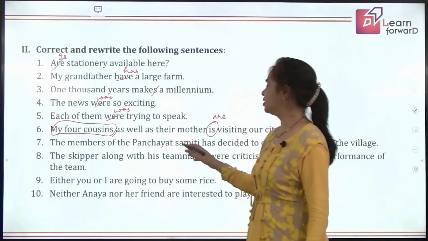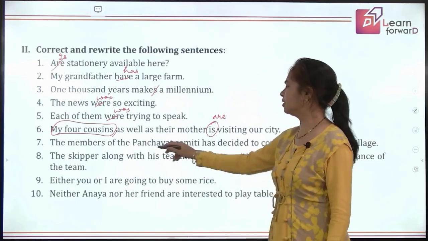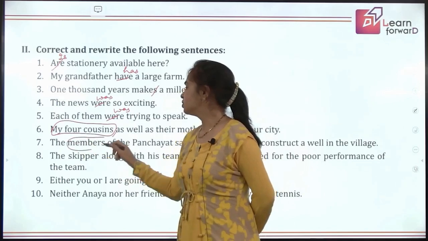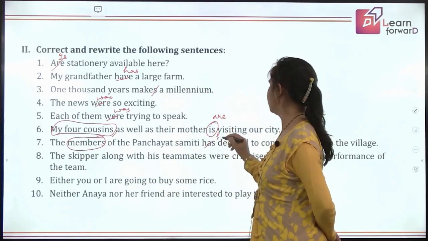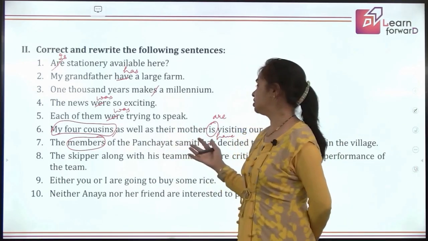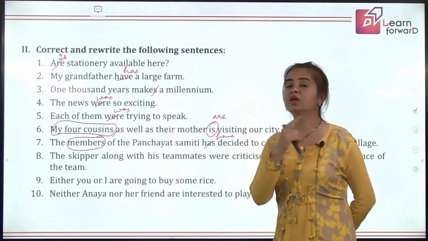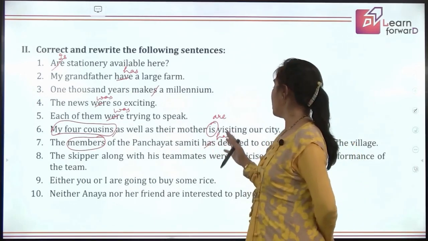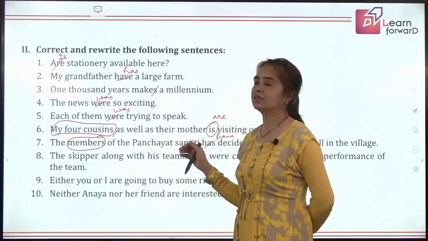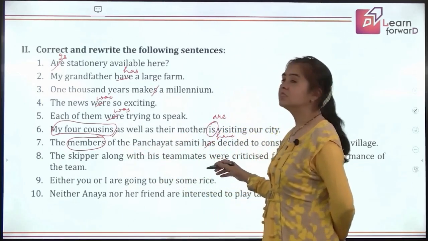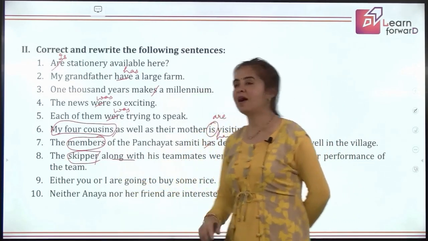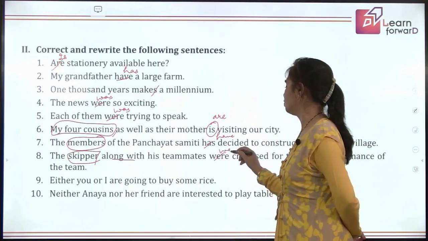The members of the Panchayat Samiti. So are we talking about the Panchayat Samiti or we are talking about its members? Members, right? So it will be have decided, right? And suppose here we just talk about the Panchayat Samiti, although it is a collective noun, but it is working as one unit. So we will say has decided to construct. Then it will be Panchayat Samiti has decided, right? The skipper along with his teammates, along with. So you will focus on first part, which is singular. You are right. It will be was.